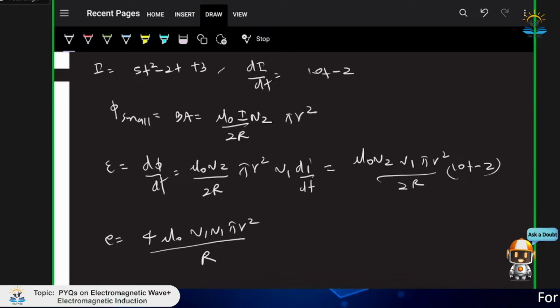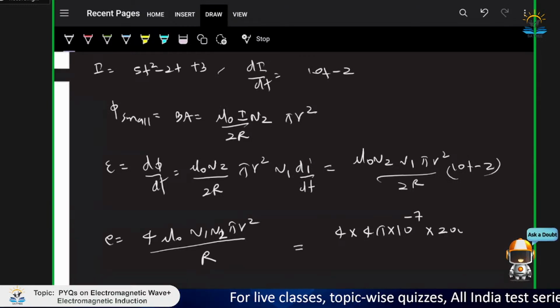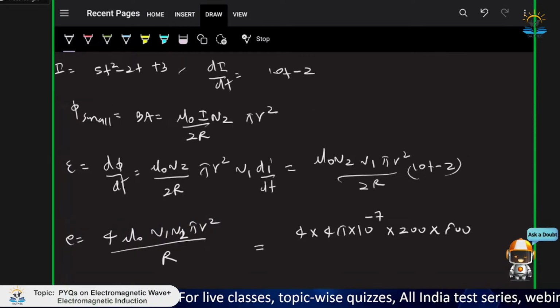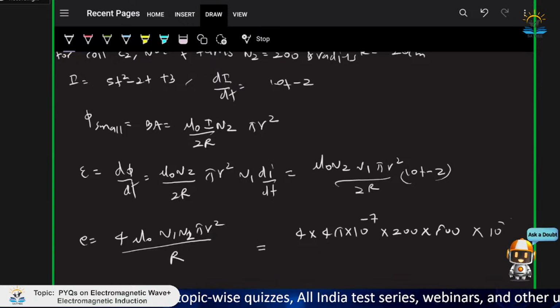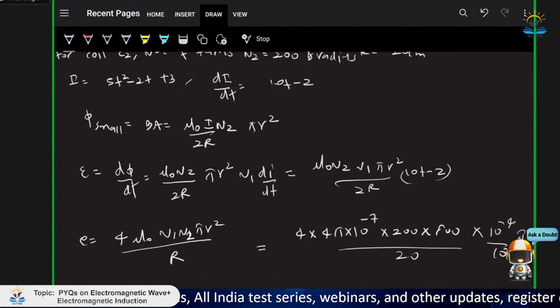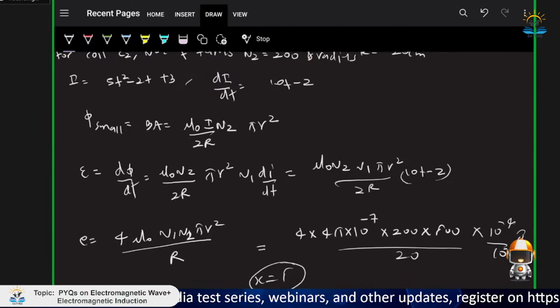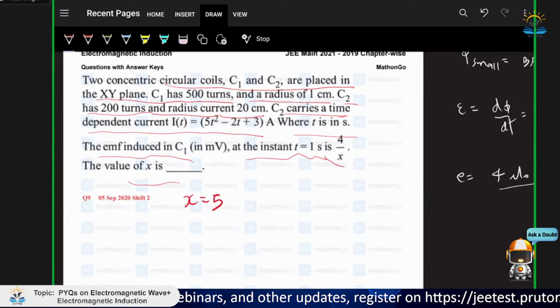If we put in the values, mu naught is 4 pi into 10 raised to minus 7, N1, N2, 200 into 500, correct, into 10 raised to minus 4 by 10 raised to minus 2, pi by 20. Finally, x comes to 5. X will be how much? 5. X will be how much? 5. Okay, yes.